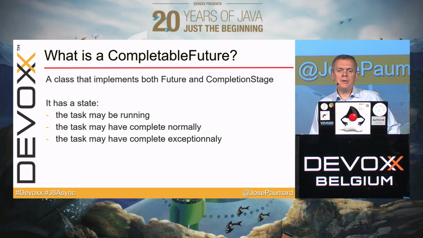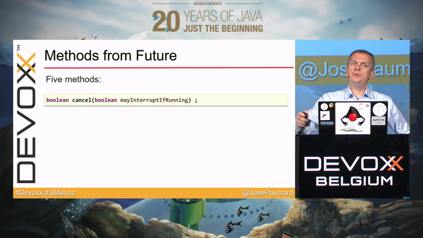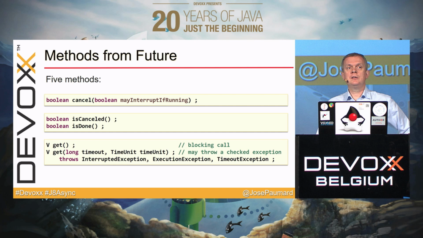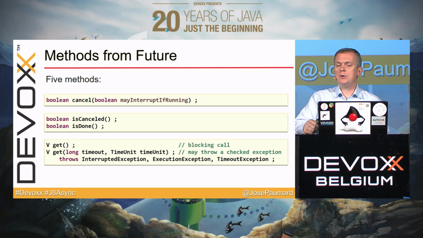Remember that from Future, I had five methods. The first one is the cancel method, just to cancel a future that is not running. I also have isCancelled and isDone to test if my future has been cancelled or has finished during its computation. And I have two other methods, get, and a version of get that takes a timeout. All right. Get is a blocking call. We already saw it in a previous example. Get with a timeout is blocking only until the timeout runs out. Those methods may throw checked exceptions if the task does not run properly.